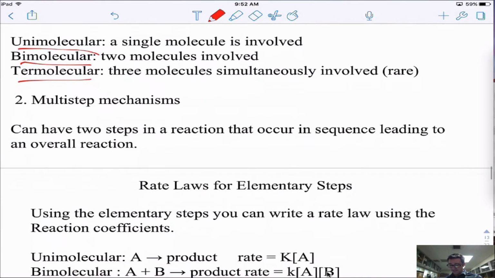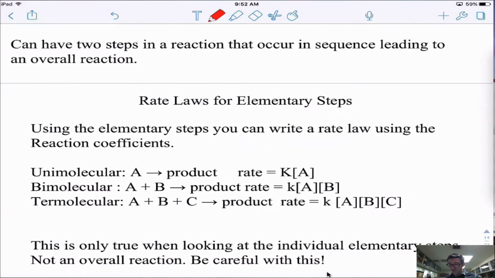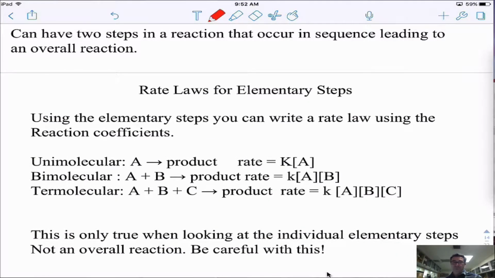Now, this is where things get interesting and relate to rate laws. When we have an individual step that we hypothesize is taking place, we can actually write a rate law for that step, and we can use the coefficients. That's something that you cannot do with an overall reaction. For an overall reaction, you actually have to have experimental data. But here, with the elementary steps, the ones that you are hypothesizing, those actually can use the coefficients as the orders of the reaction.